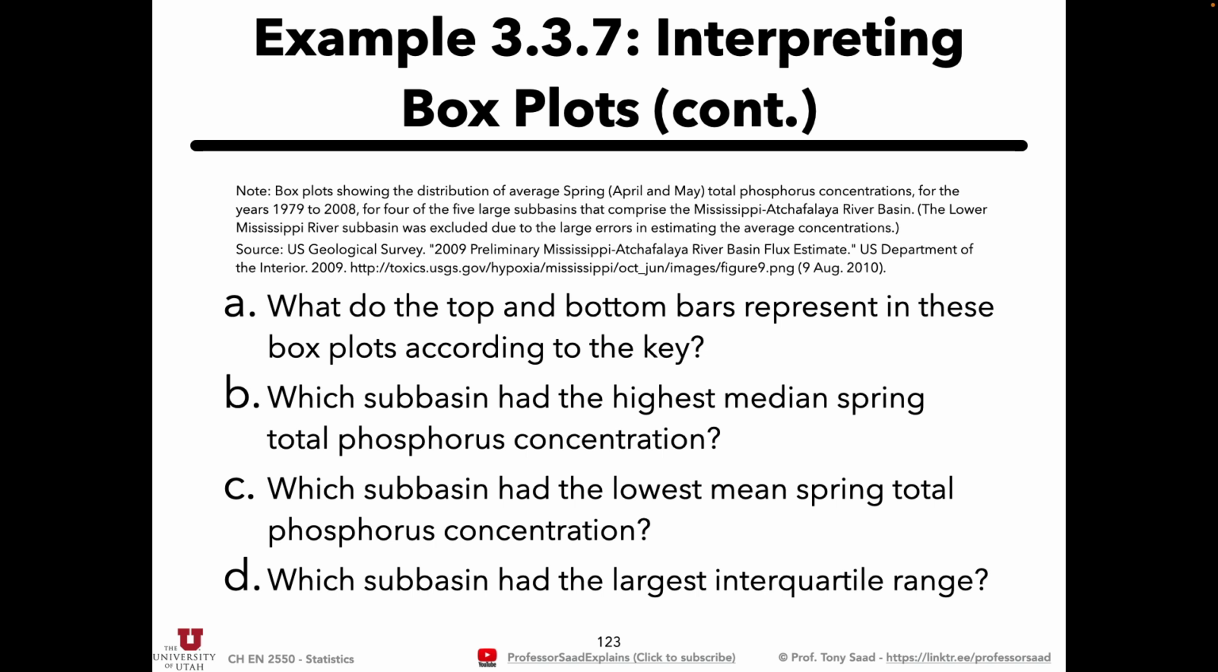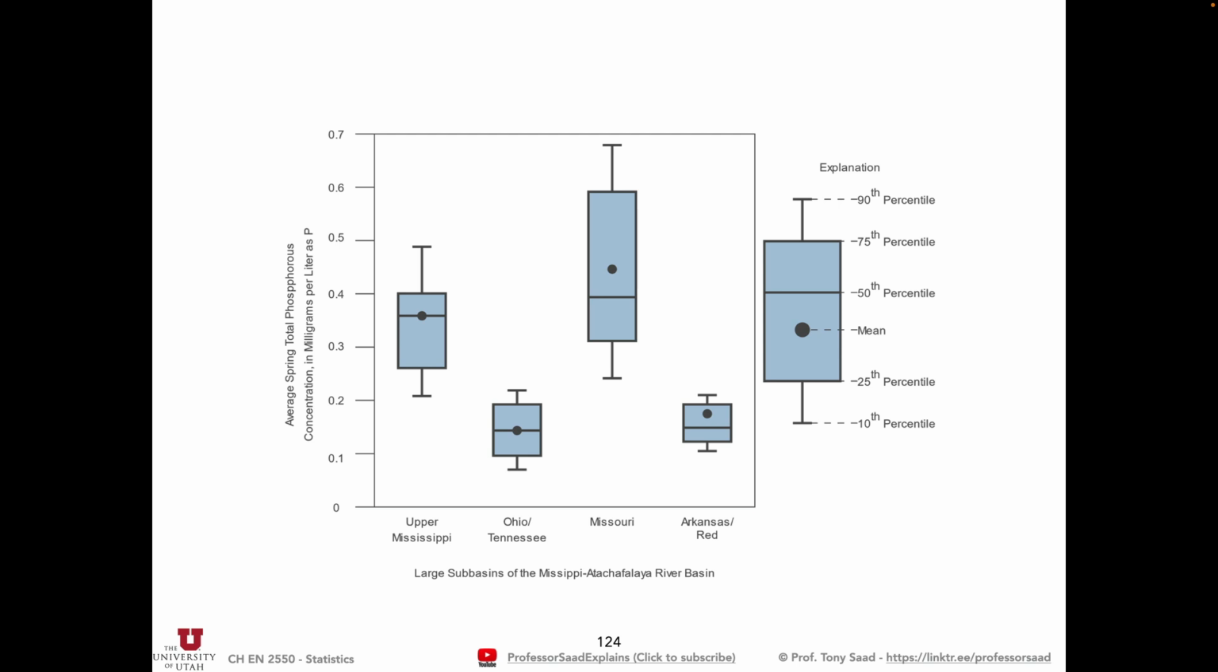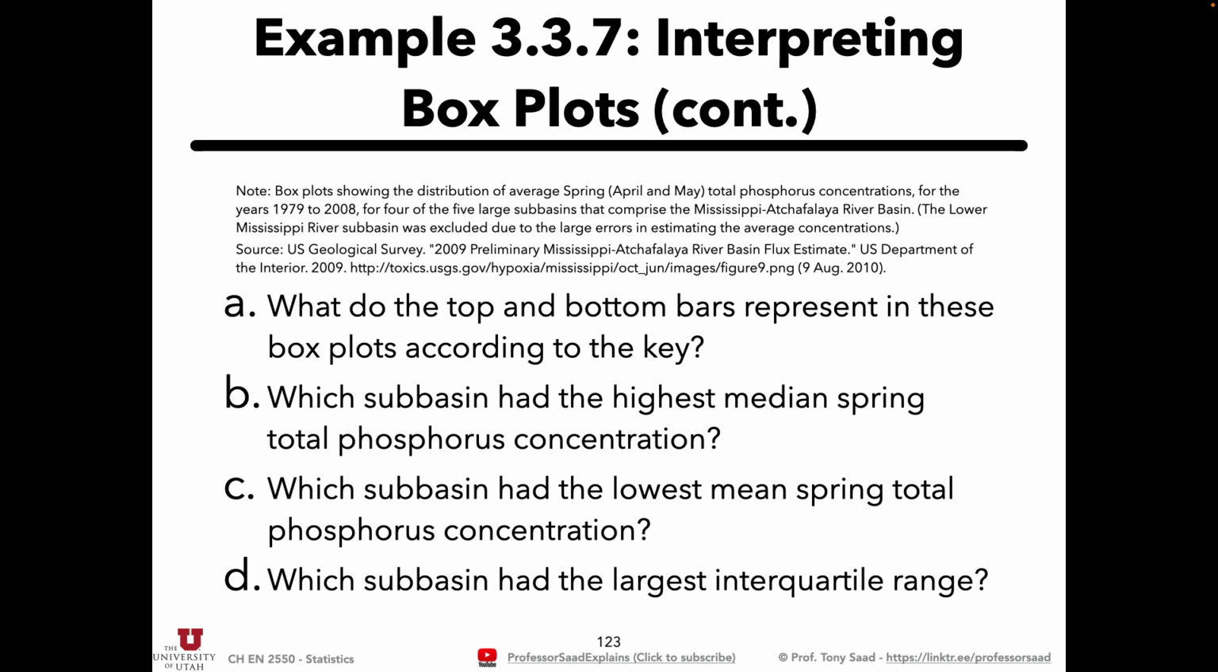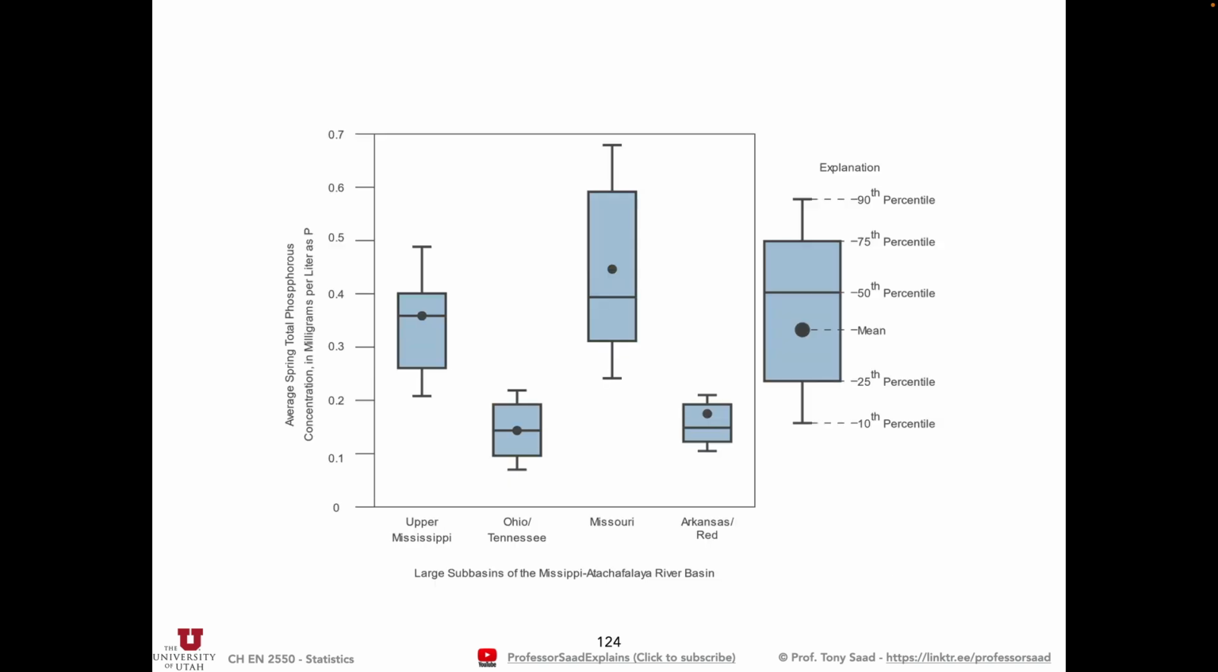Okay. Now, what about this other one? Which sub-basin had the lowest mean spring total phosphorus concentration? So the lowest mean value. The lowest mean value should be this one, right? That's the lowest mean value. Okay. And then which sub-basin had the largest interquartile range? So the largest width on that box is going to be the Missouri one, right? It's the largest interquartile range, largest spread in the data.